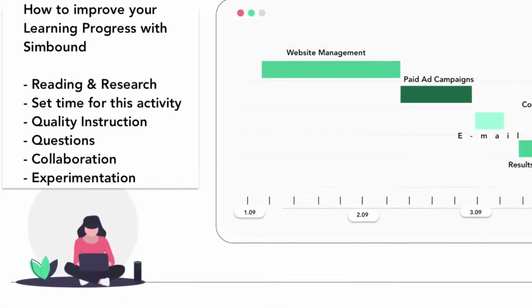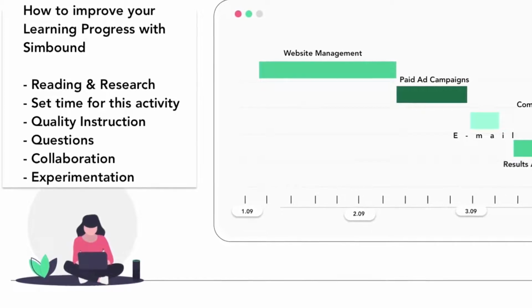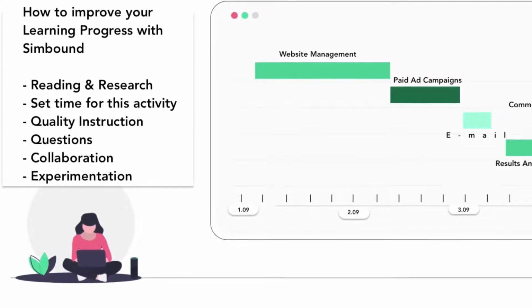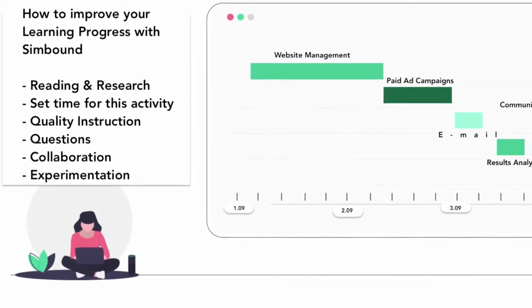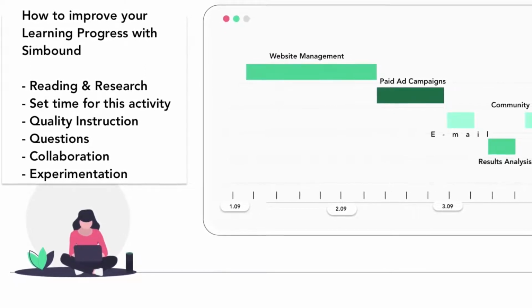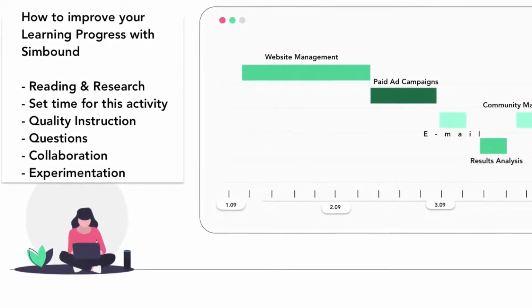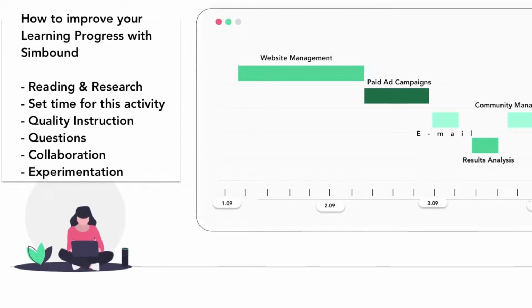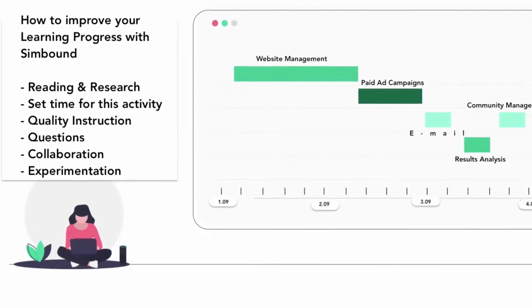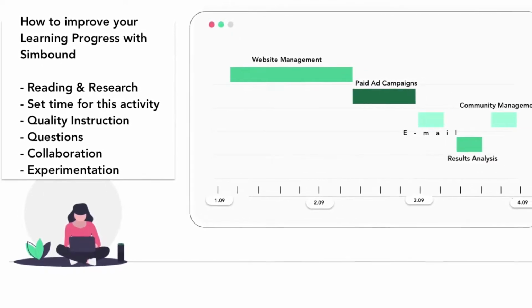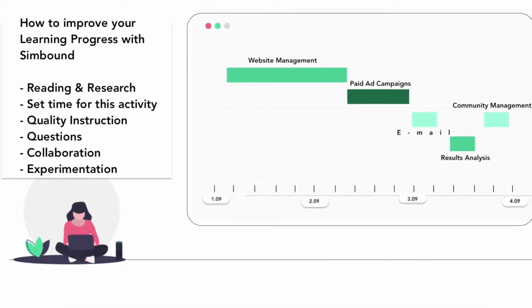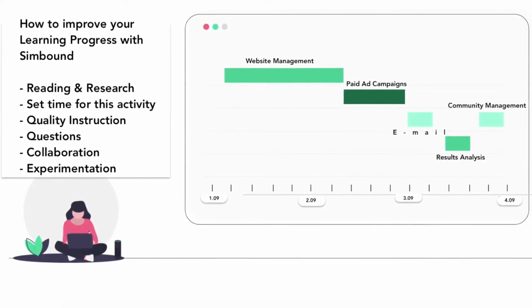Do remember that Simbound is a complex and non-linear learning experience. Here are some tips that could help you improve your learning progress while you're playing Simbound. Do a bit of reading and research, set time aside for this activity, make sure you are getting quality instruction, ask questions, collaborate with your teammates, and experiment using the simulation.